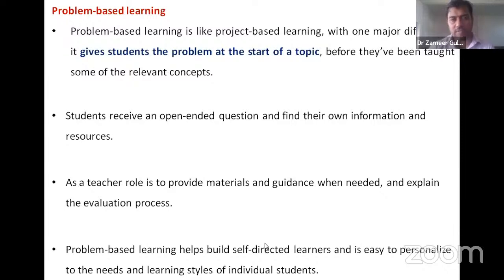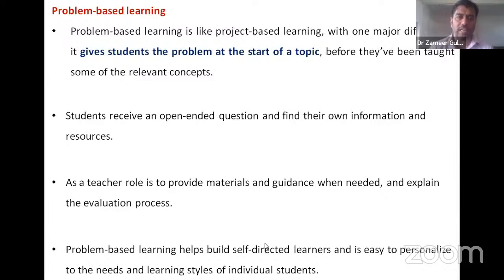The same is the case with problem-based learning. If you give a problem at the start of the topic, only those students who are attentive in your class will be able to solve it. This way you can seek the attention of the students also. Students who listen to your topic from start to end will surely be able to solve that problem. So this is the main difference between project-based and problem-based learning.